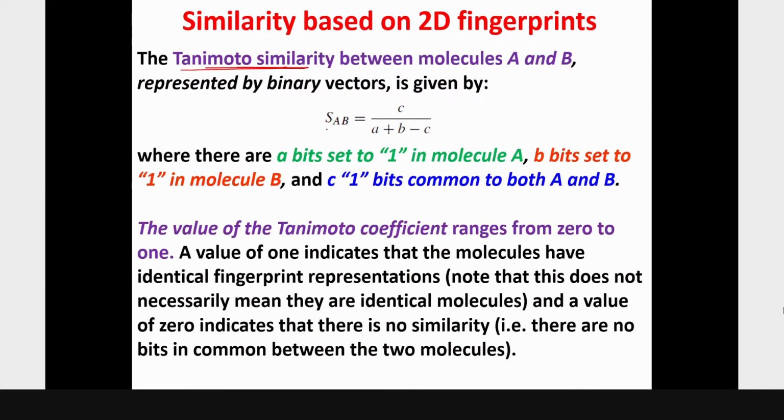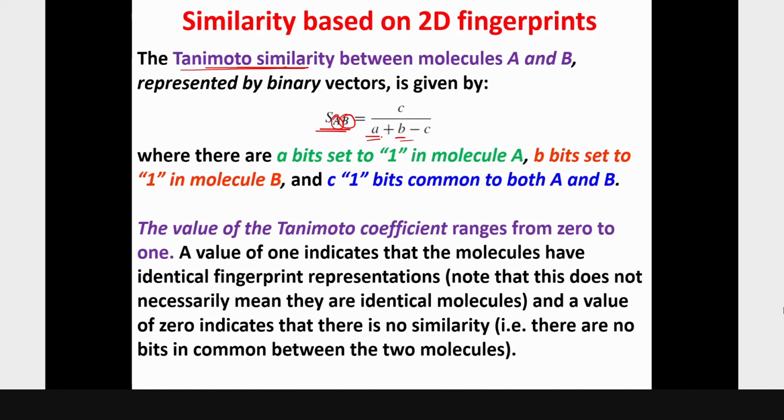So suppose this is some formula I have. S is for Tanimoto coefficient, and A and B means how much is the similarity between compound A and compound B. So it is given by the formula small c divided by A plus B minus C. So what is this A here? A is the bit set to 1 in molecule A. Okay, I will explain in detail. Just know A is the bits set to 1 in molecule A. B is the bits set to 1 in molecule B, and C is the 1 bits common in both A and B.